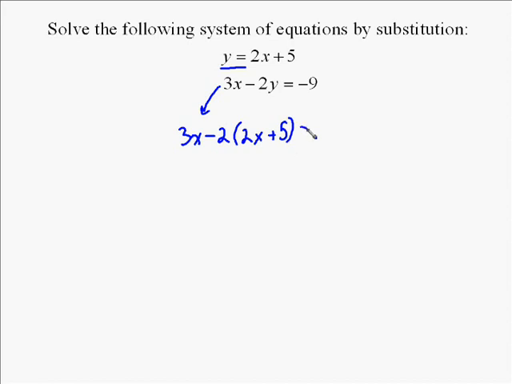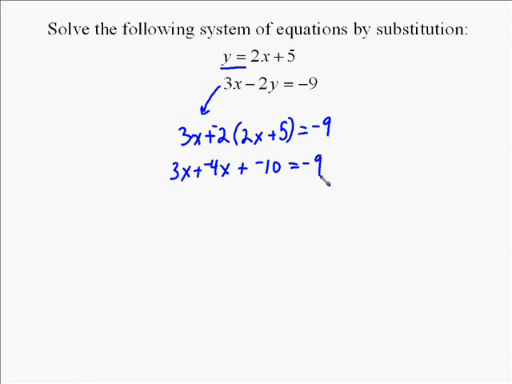In doing this, we get down to one variable. So by substituting in for y, we leave ourselves with only x's, which means we can solve the equation. To solve it, we first need to do the distributive property. We've got to do some simplifying here. So we multiply the negative 2 times 2 and get a negative 4x. And then we multiply the negative 2 times 5 to get negative 10. Remember, that's using the distributive property.